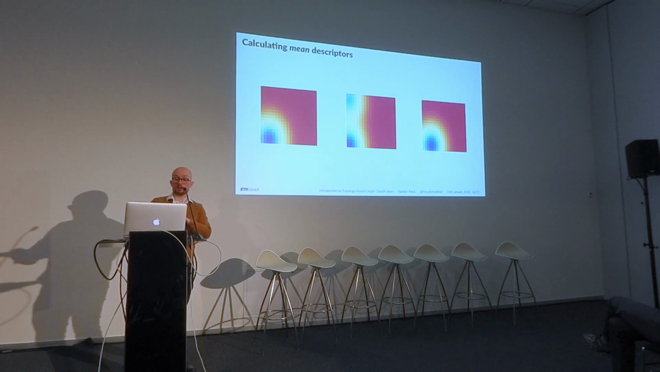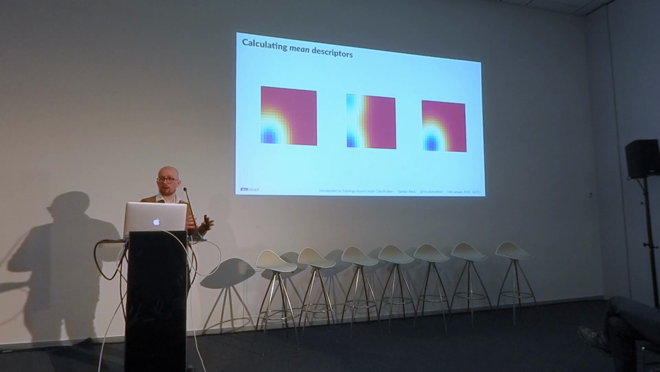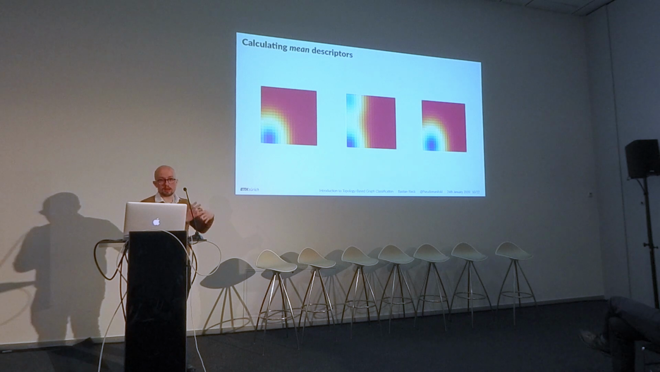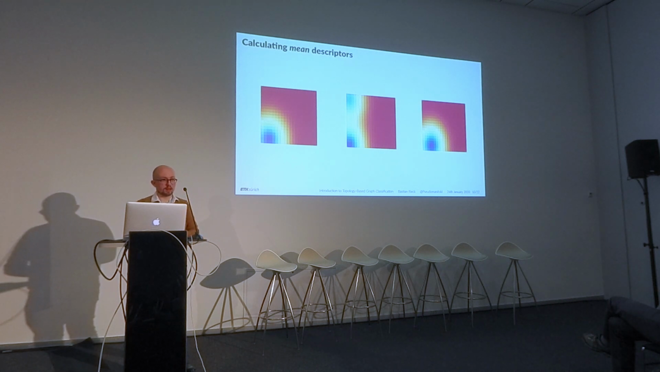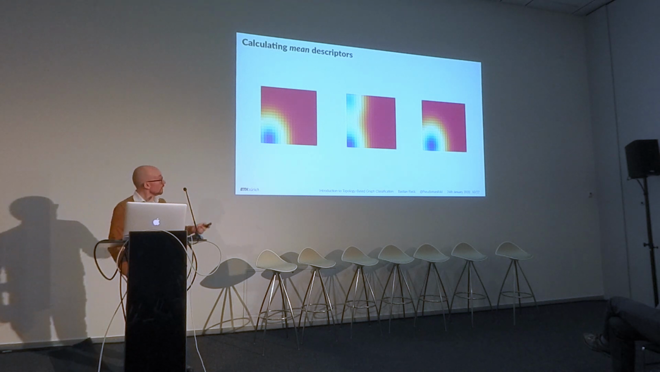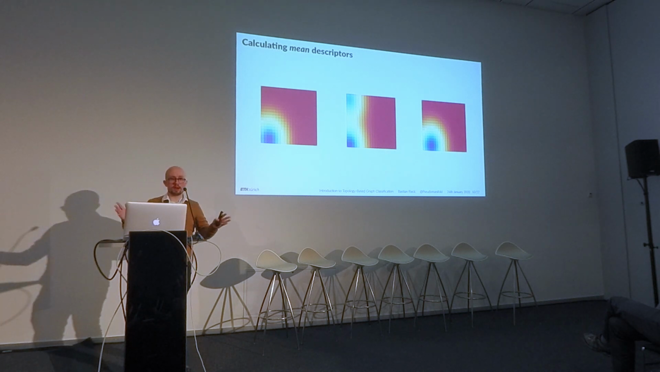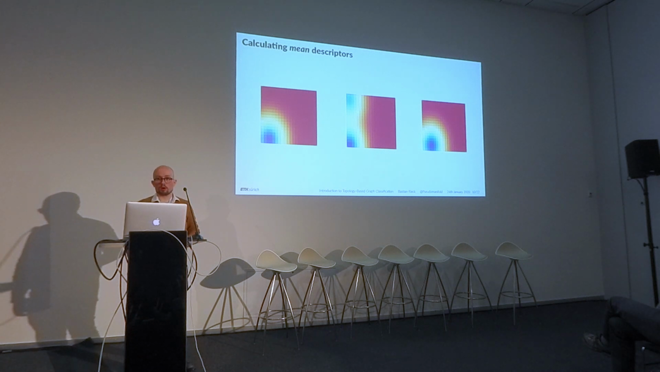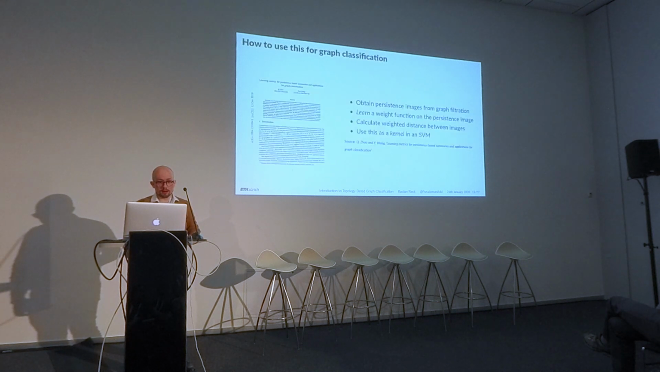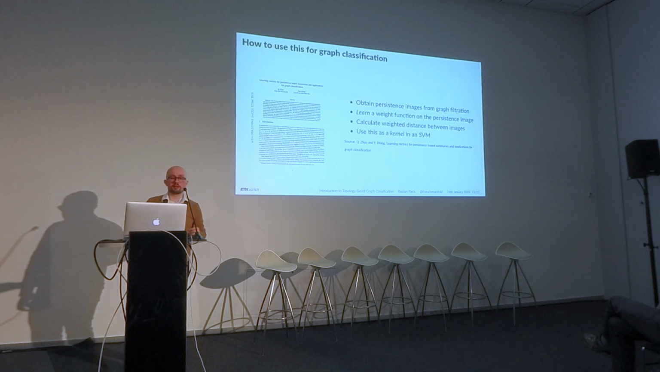Whereas if you go into this mean descriptor thing here, just by virtue of featurizing, binning, and gridding everything, you suddenly have a mean representation of one of your classes. And this is, of course, really nice to work with, because you can just unroll that, make it into a long vector, and then you throw it into your SVM or into your neural network or what have you, and suddenly you can do calculations and classifications on topological features. So now, how to use this for graph classification.